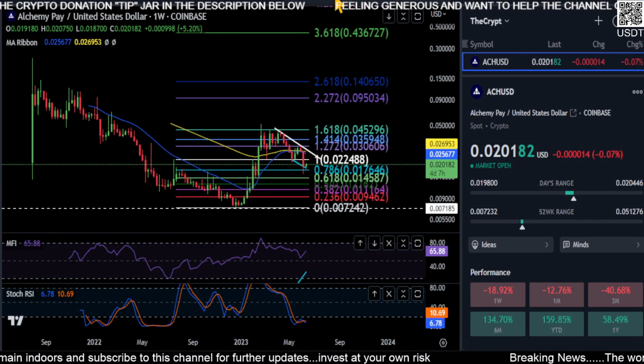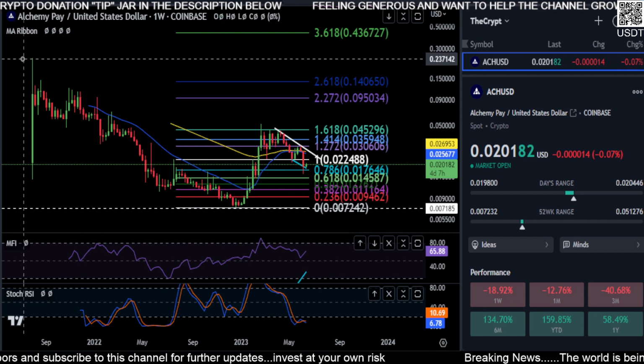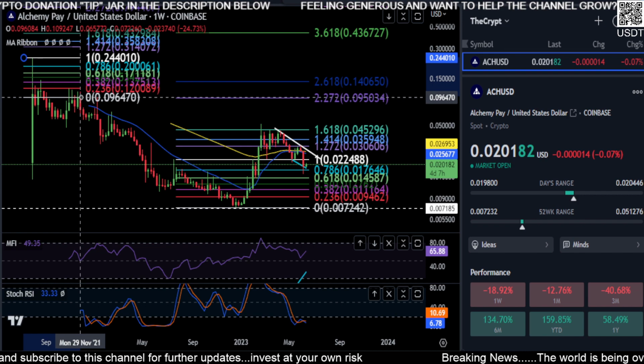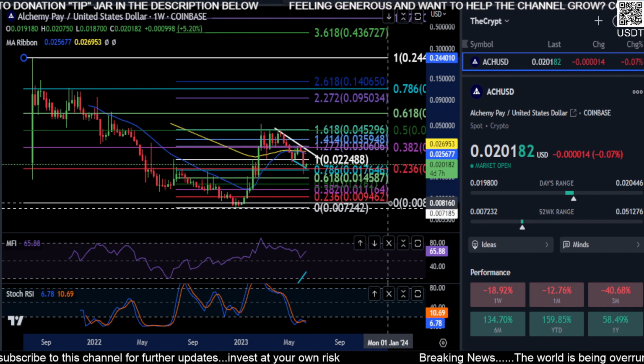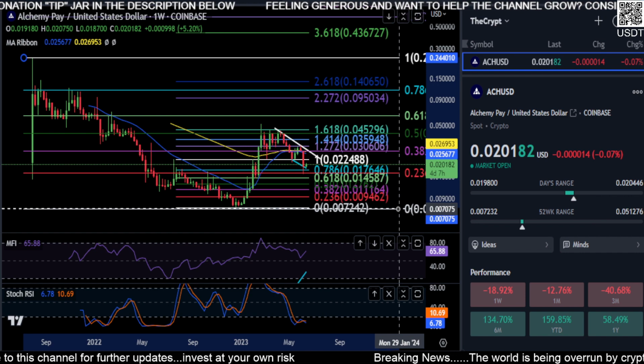Looking at ACH. So, ACH, we're here on the weekly chart. I just wanted to see the more macro perspective of what is going on with ACH here. Let's see how bearish this thing really is.